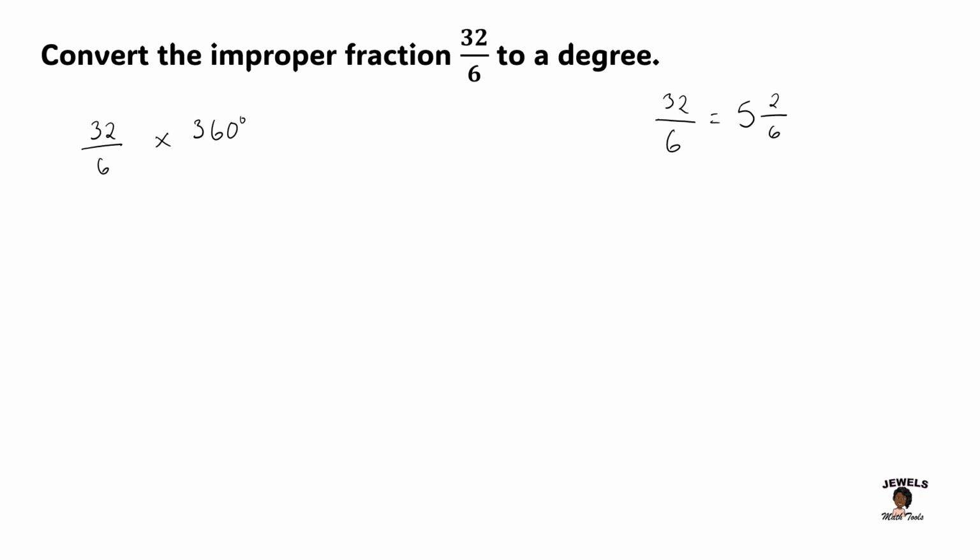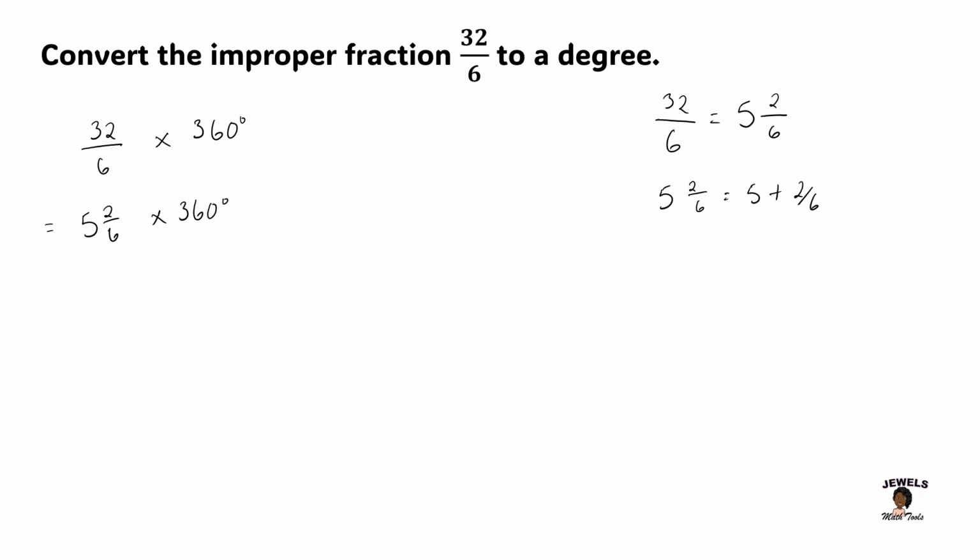So our mixed fraction is going to be 5 and 2/6 being multiplied by 360 degrees. Now, when looking at our mixed fraction, I want you to remember that 5 and 2/6 means that we have 5 being added to our 2/6.